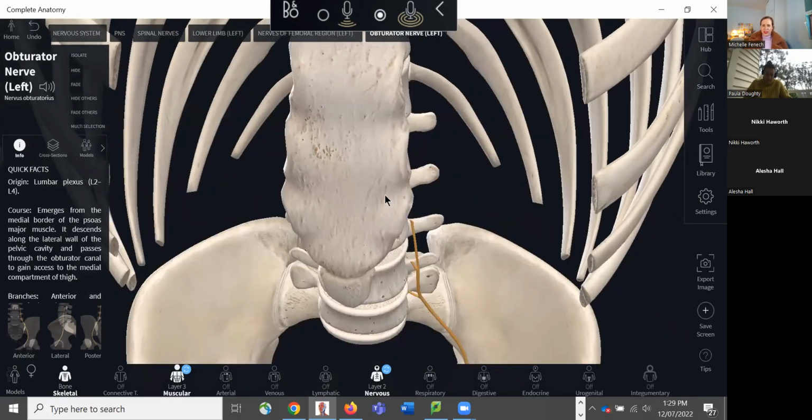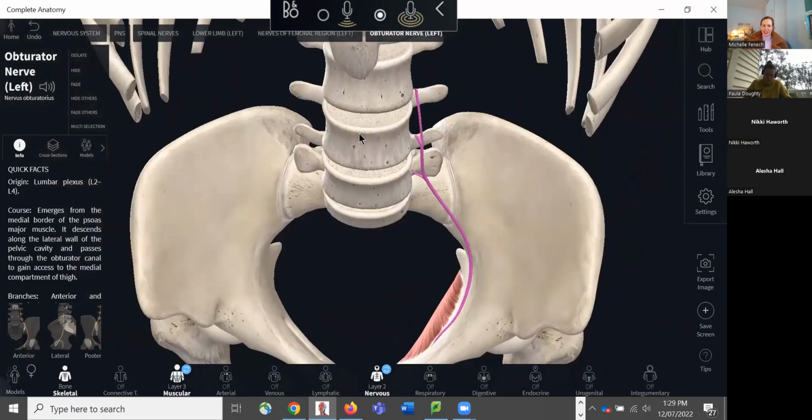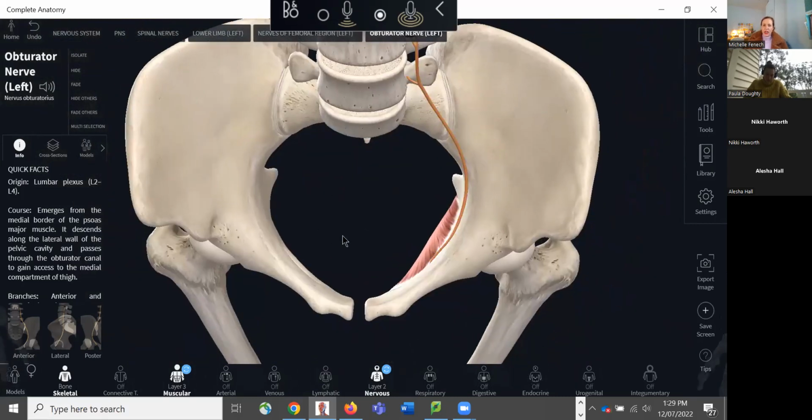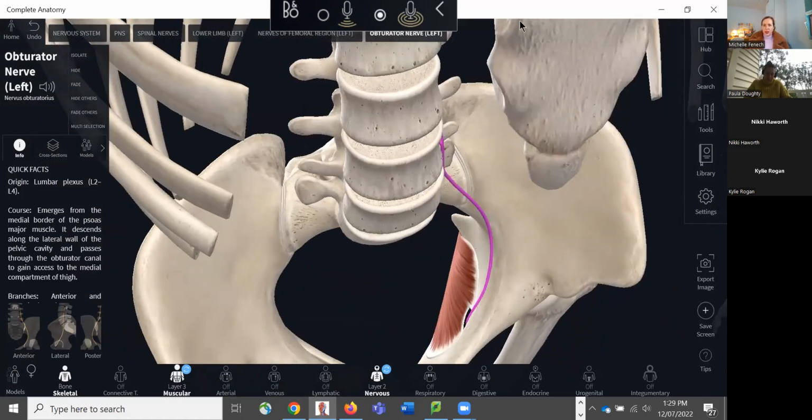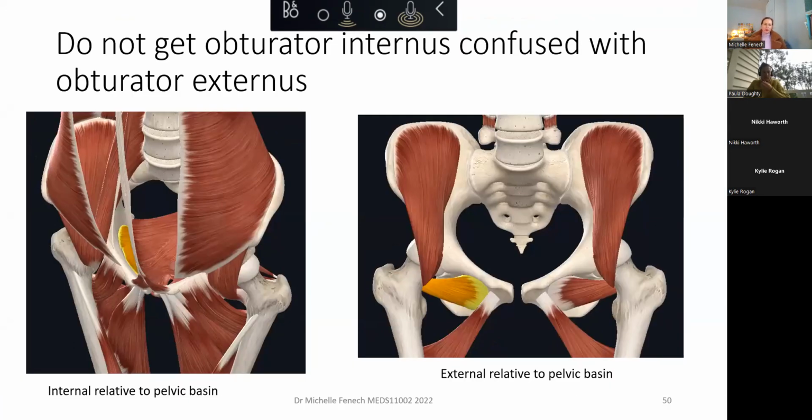Does everyone feel like they can have a decent play? You can't do anything too wrong with it, but see how the nerve is going to run through? Where would you describe where that obturator canal sits relative to the obturator internus muscle? What aspect of the muscle does it sit within? Anterior aspect. That's right. Okay, I will shut that back down and let you have a play with that.